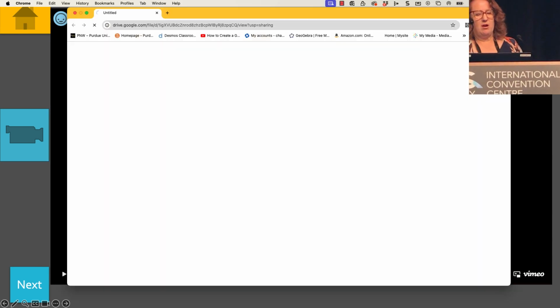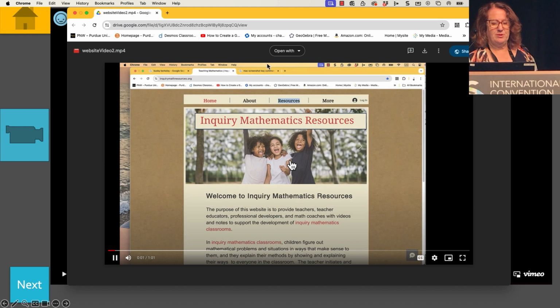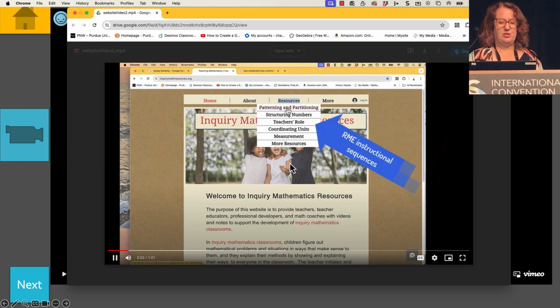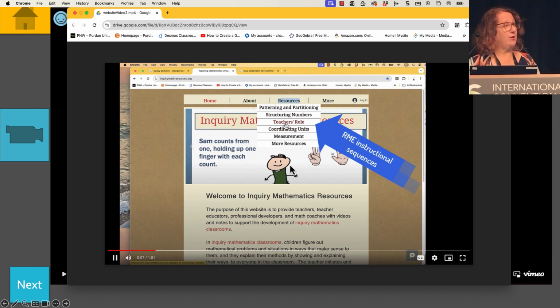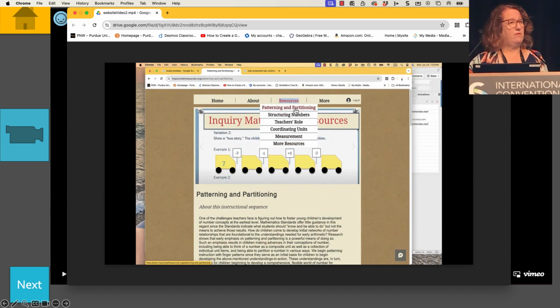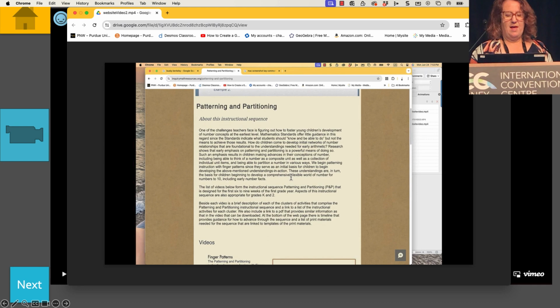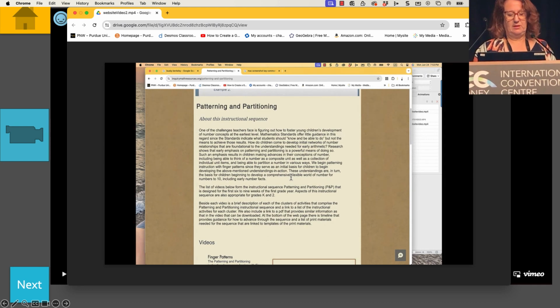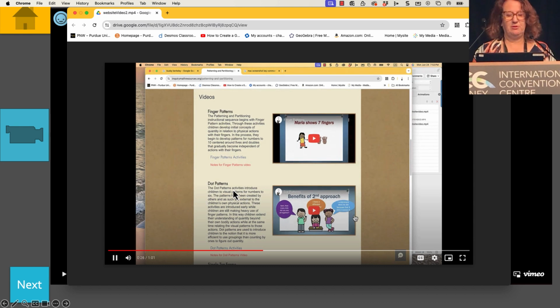There are several RME instructional sequences, patternings and partitionings. Those are for numbers under 10, structuring numbers, coordinating units, measurement, the teacher's role. If you look at one of the first bits, it's patterning and partitioning. It starts out with a description of the instructional sequence, and then the videos come up with instructional activities. And eventually, as it scrolls downward, we get to a section where there's a suggested timeline and instructional materials for the teachers.